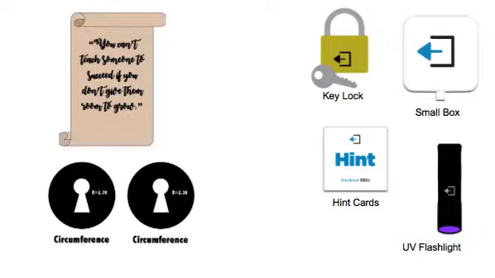So for our small box, you're going to want to stick 2 of the 4 keyhole clues in the small box, as well as hint cards and the UV flashlight if you are using those as part of your game. To open up the key lock, you're going to have the scroll clue, put it somewhere close to the entrance of your classroom.